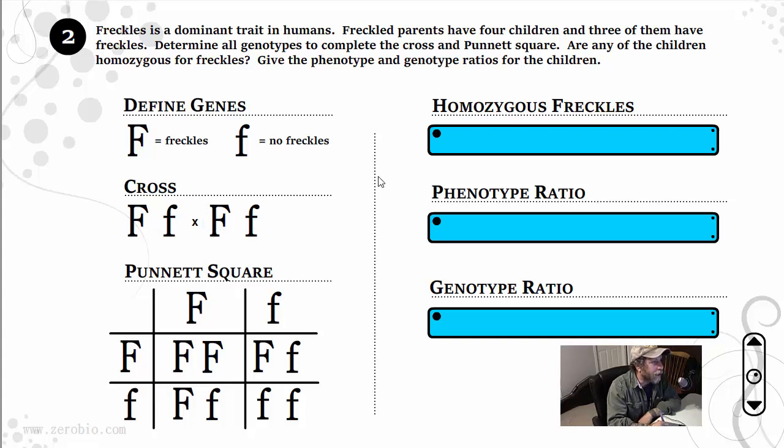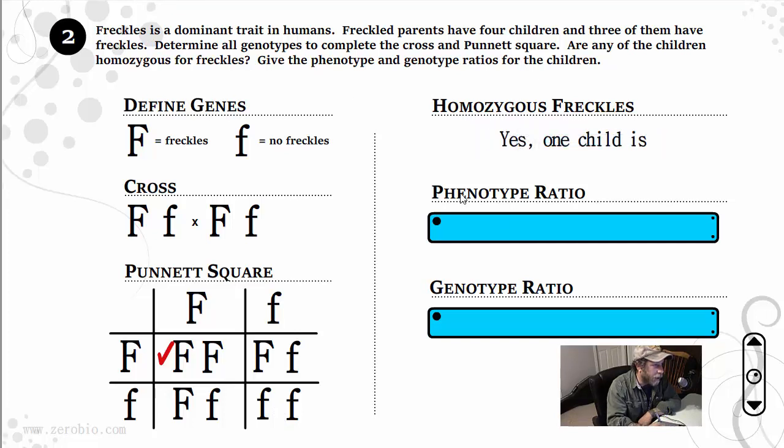Okay, now let's answer the question. Are any of the children homozygous for freckles? Well, can you see that? This is the one that's homozygous for freckles. Homozygous dominant, right? Two of the same. This one is homozygous, but it doesn't have freckles. So that doesn't answer our question. So, homozygous for freckles? Yes, one child, this one right here.